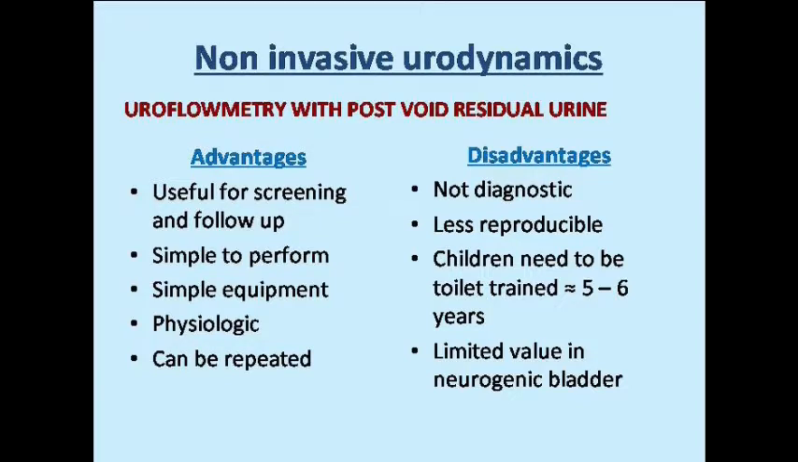You cannot interpret a flowmetry in isolation. So you must ask, was it the best performance? Obviously, in adults, you might need to do a minimum of 3 and take the best performance of the 3 as the representative of flowmetry. It should always be combined with assessment of post-void residue, so that it has far more clinical utility in deciding what to do with these children further.